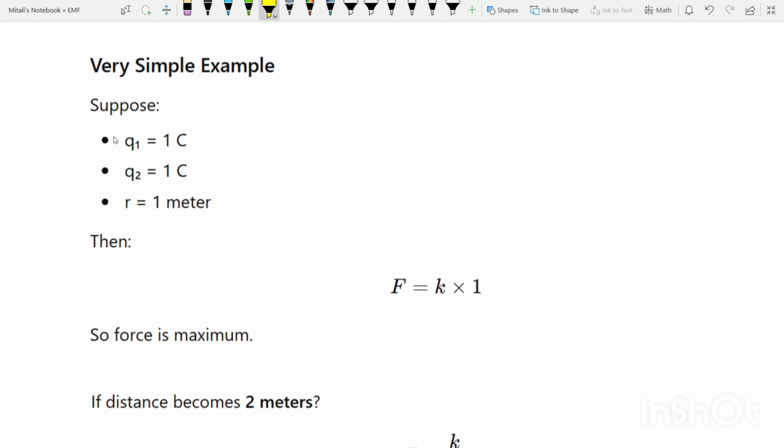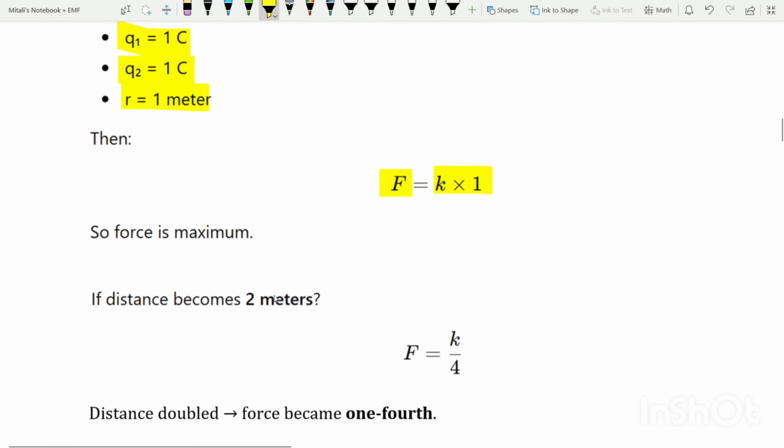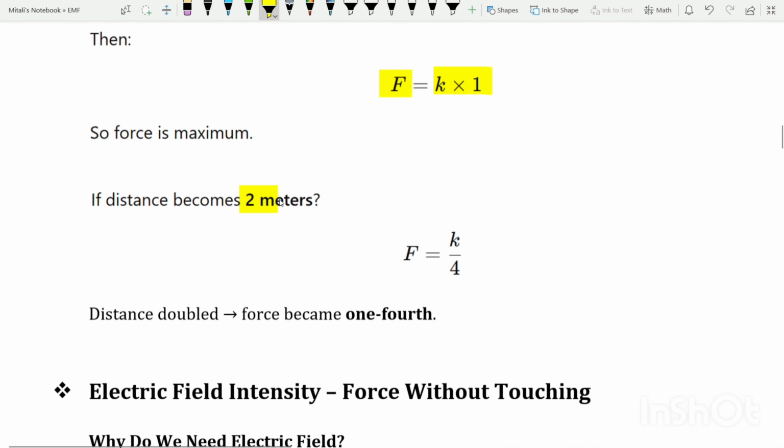Very simple example. Suppose Q1 = 1 Coulomb, Q2 = 1 Coulomb, R = 1 meter. Then F = K into 1. So force is maximum. If distance becomes 2 meters, F = K/4. See, distance doubled, force becomes 1/4.